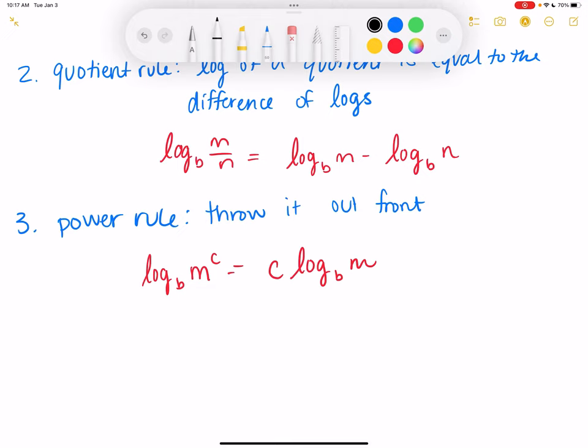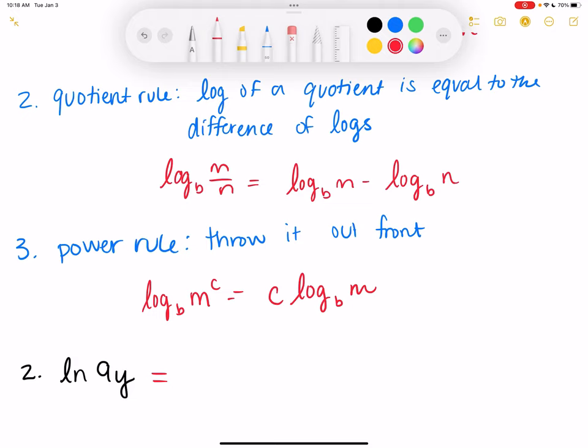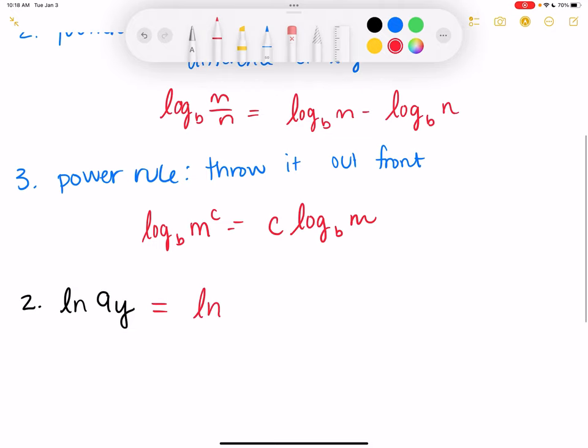All right, assuming x and y are positive, use properties of logarithms to write the expression as a sum or difference of logarithms or multiples of logarithms. So if they have multiple things involved. Let's start with number 2, ln of 9y. We're trying to go from it being compressed to being expanded. It's being multiplied, so it becomes a sum of logs. So it'll be ln of 9 plus the ln of y.